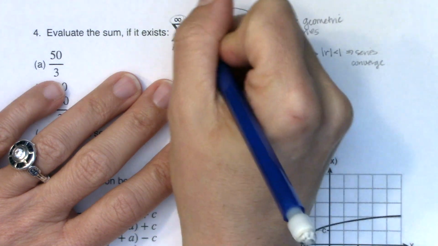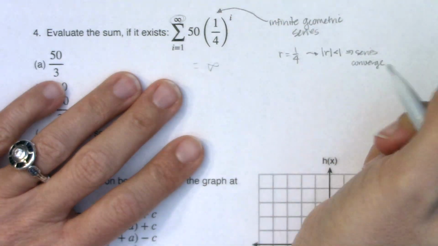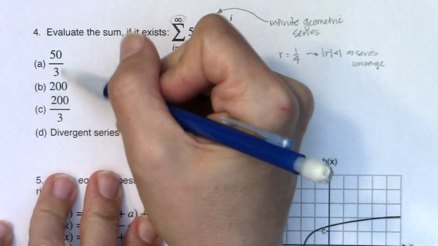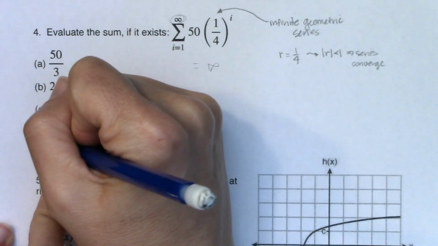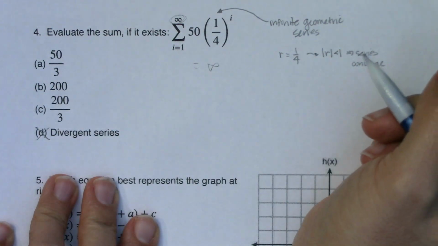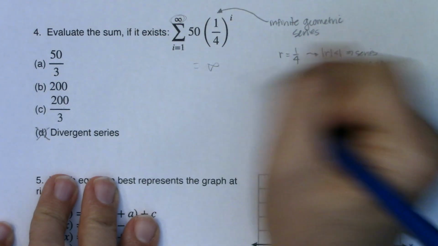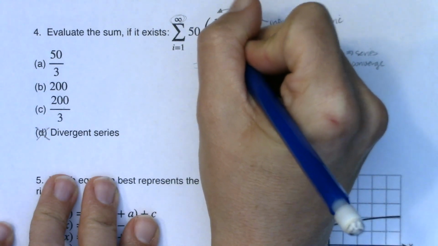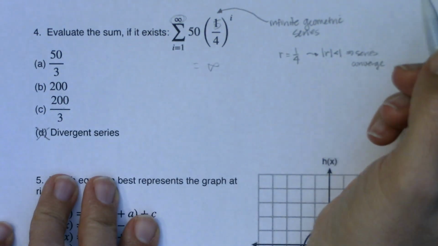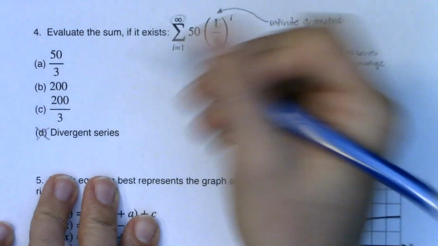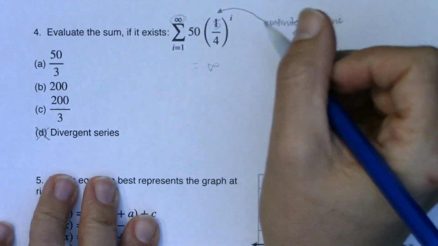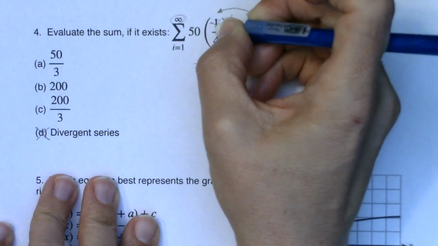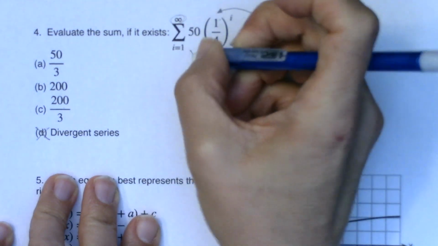Because sometimes you might think if you added numbers forever, they would add to infinity, but these don't. All right, it's either gonna add to 50/3, 200, or 200/3. This is not a divergent series. All right, if R in absolute value is greater than 1, then we would have D as our answer. So for example, if this had been the number 5/4, then D would be our answer. Right, 3/4, it would converge. 2/4, it would converge. 1/4, it converges. Anything larger than 1, it diverges. All right, meaning it would blow up to infinity.